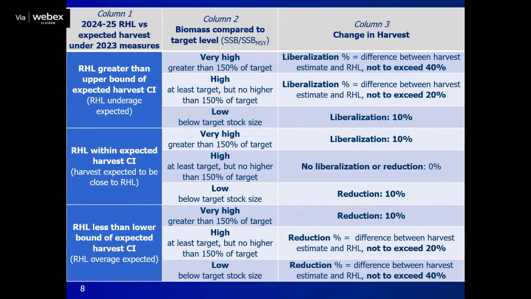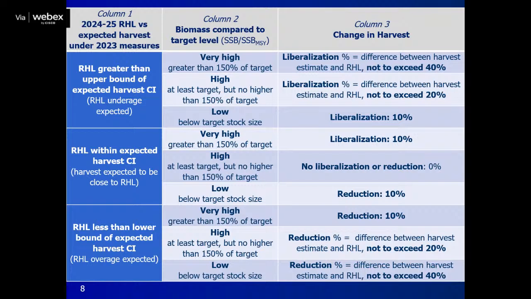So getting into the percent change approach, this is the general table. I'm just going to talk about this as a reminder and as an overview of what the percent change approach does. Just to recap, this was used for the first time to set 2023 measures, and this was implemented as the result of the harvest control rule framework and addenda. This approach uses a combination of projected harvest under current measures compared to the upcoming RHL or average RHL, and also in combination with biomass relative to the target, and those things determine the necessary change in harvest for the upcoming year or years.